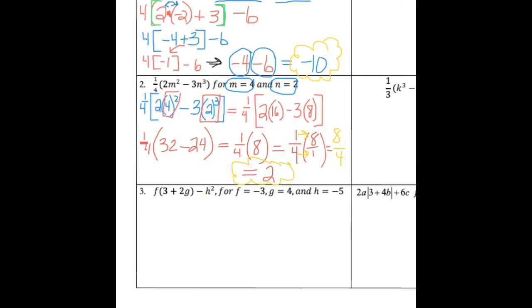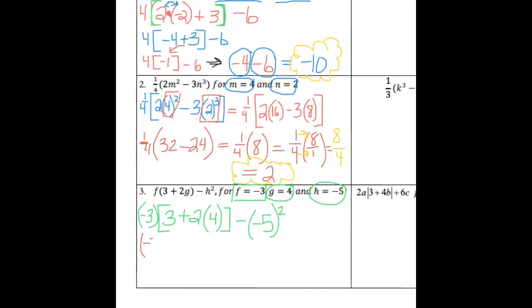Let's do one more. All right. F is going to be replaced with -3. G is going to be replaced with 4. And H is going to be replaced with -5. So F, -3, times the quantity 3 plus 2 times G, which is a 4, close my bracket, minus H, which is -5, and the whole thing is going to be squared.